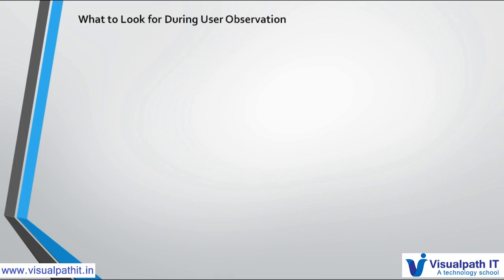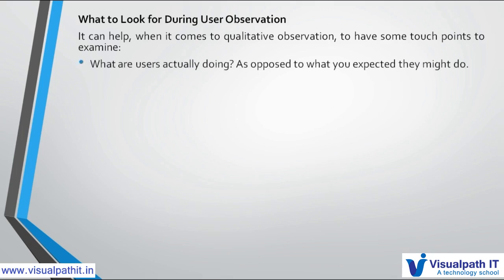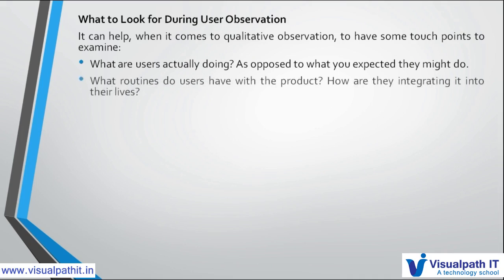What to look for during user observation? It can help when it comes to qualitative observation to have some touch points to examine. What are users actually doing as opposed to what you expected they might do? What routines do users have with the product? How are they integrating it into their lives?